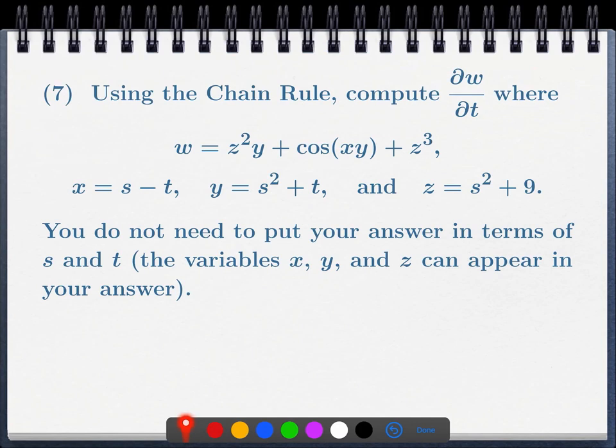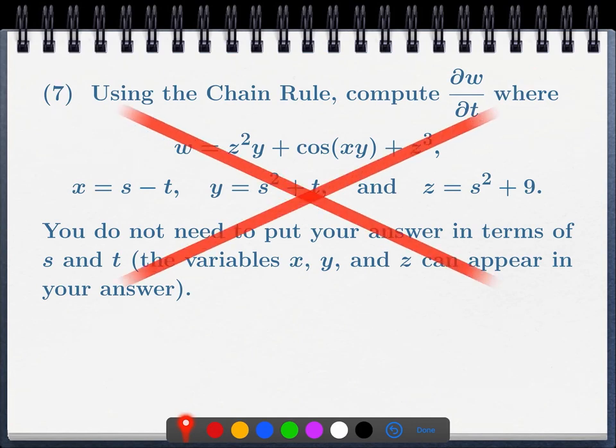This is a problem involving the chain rule, and this is also something that we decided not to do in this course.